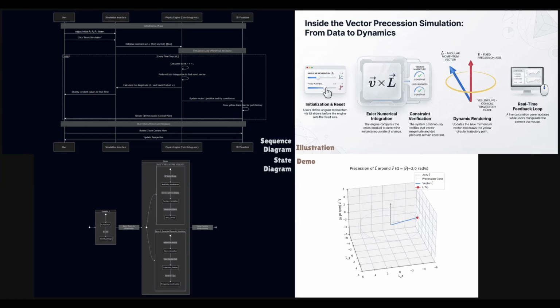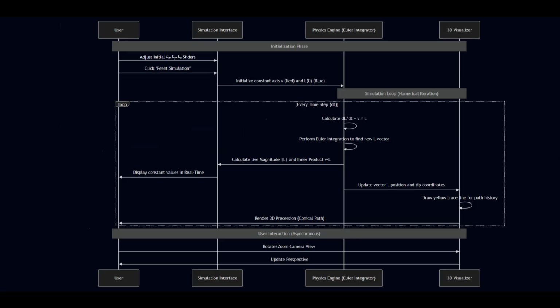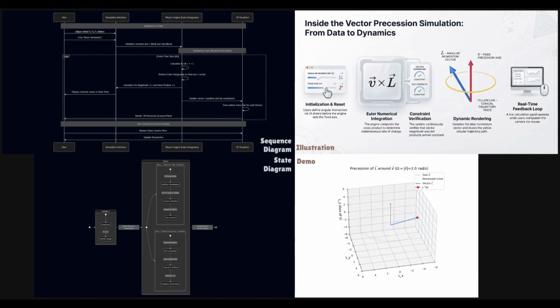The physics and verification loop. Once the simulation begins, the engine takes over. It uses a numerical integration method to calculate how the vector should move at every tiny interval of time.